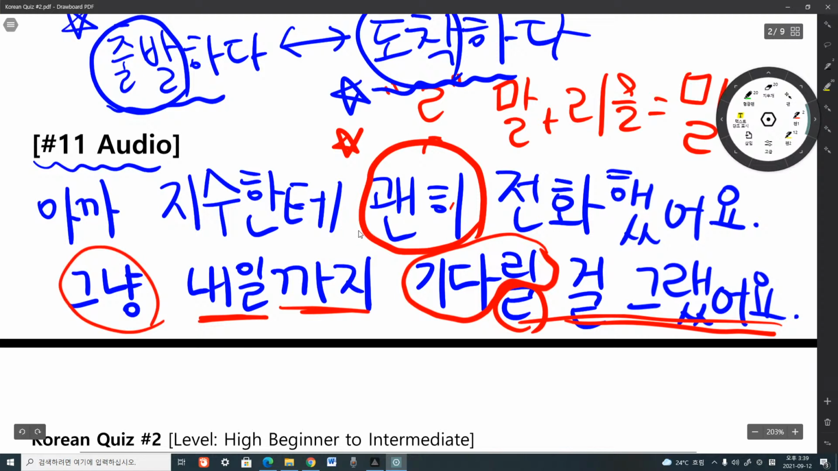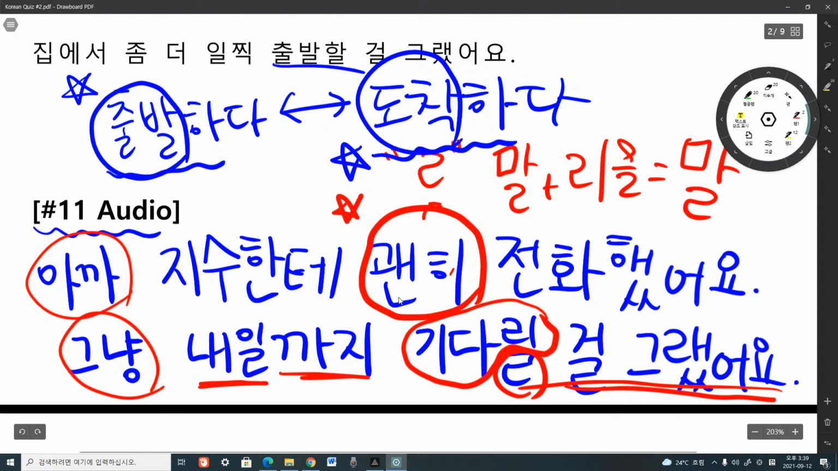Okay. So it means I regret 괜히 전화했어요. I regret calling Jisoo a little while ago, like earlier, 아까. 그냥 I should have just 내일까지 기다릴 걸 그랬어요. I should have just waited until tomorrow. So 아까 지수한테 괜히 전화했어요. I regret calling 지수 earlier. 그냥 내일까지, just by tomorrow, 기다릴 걸 그랬어요. Should have waited. That's what it means, 트리샤 씨.